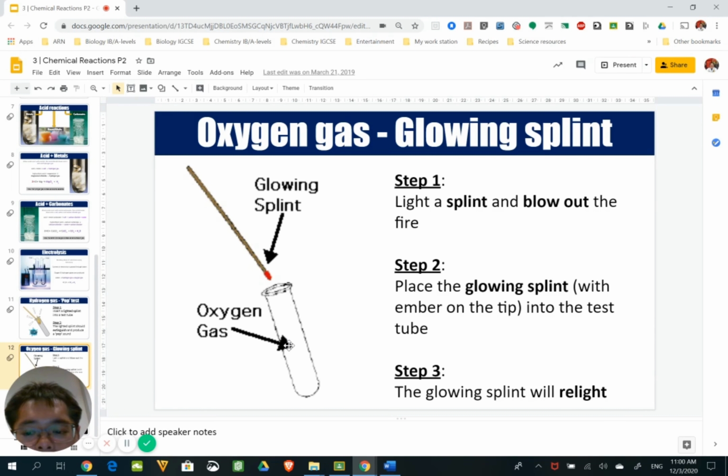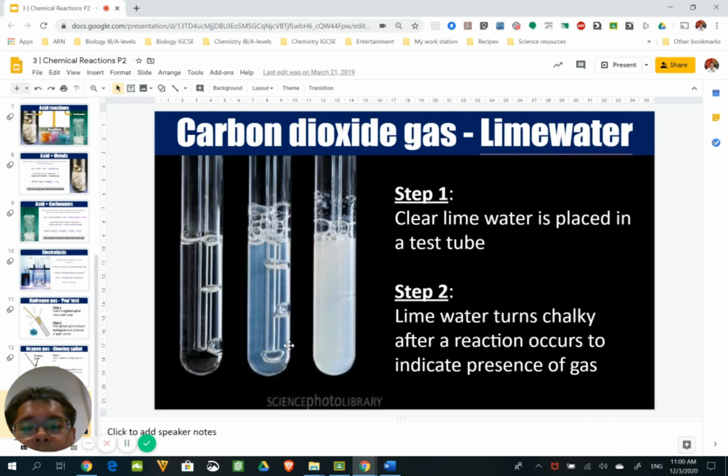And last of all is carbon dioxide gas. We use lime water as a test to determine whether carbon dioxide is present. What you need to do here is place the lime water in a test tube.